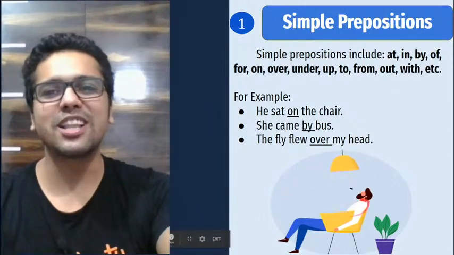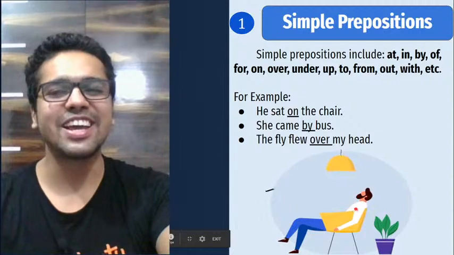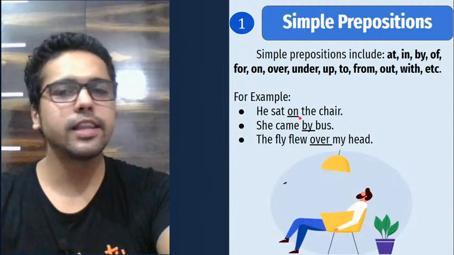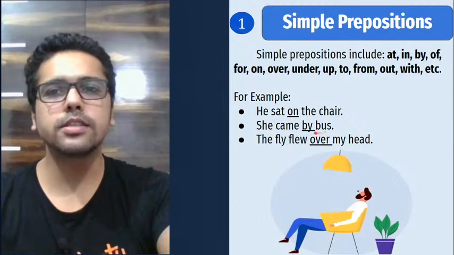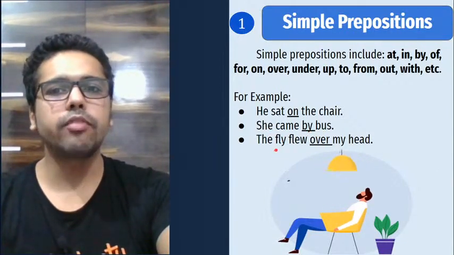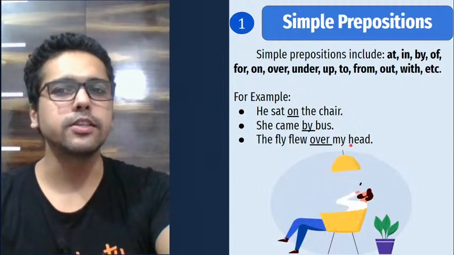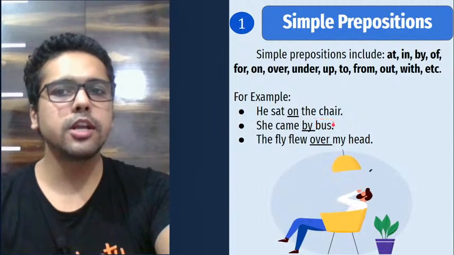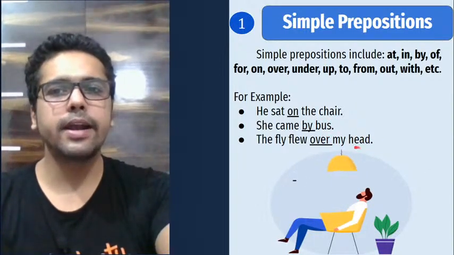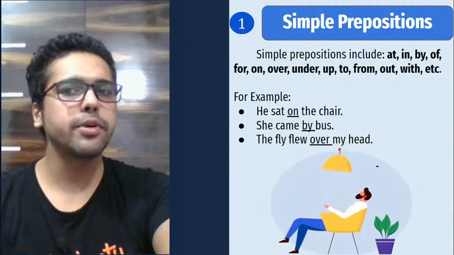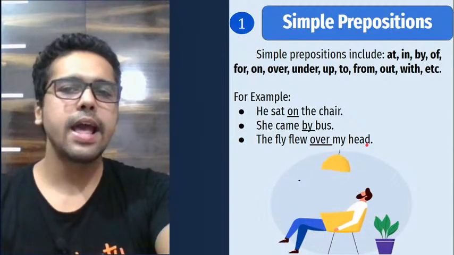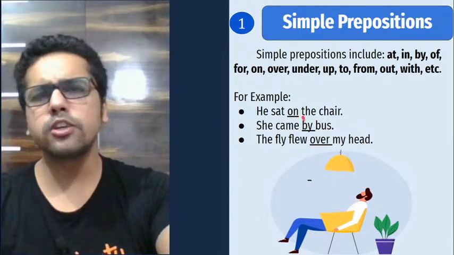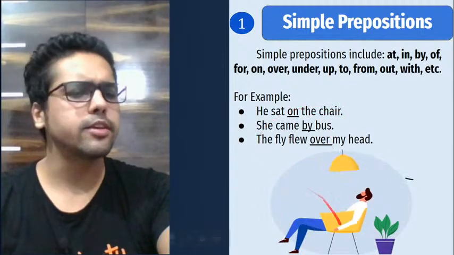They're very simple examples. Look at this man, getting troubled by the fly here. He sat on the chair. So this preposition is on. She came by bus. So this preposition is by. The fly flew over my head. After each preposition, you either have a noun or a pronoun. So chair is a noun, bus is a noun, and when I say my head, there is a pronoun and a noun. My is a possessive pronoun, and head is a noun. The words which are underlined are prepositions, and they show the relation of those words with the rest of the sentence.